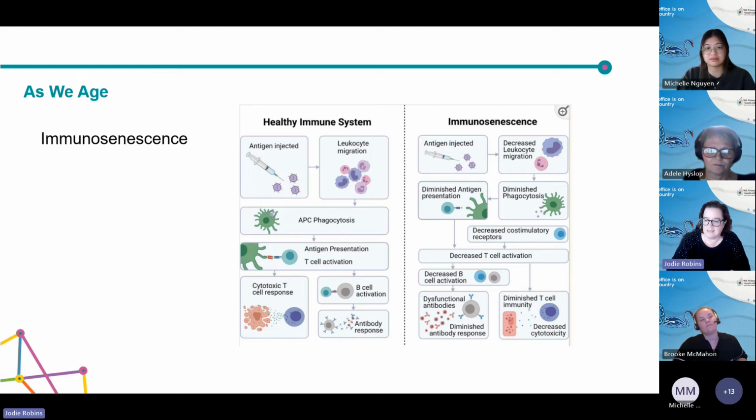So immunosenescence plays a key role in the development of respiratory diseases that are more common in our older people, such as asthma, COPD, and respiratory infections in the elderly. During this phase, vaccine responses are typically impaired. As you can see by the little graphic on the side there, you've got a healthy immune system and how an antigen is injected, and you get a great antibody response. In immunosenescence, the response lags and you get diminished immunity from that.